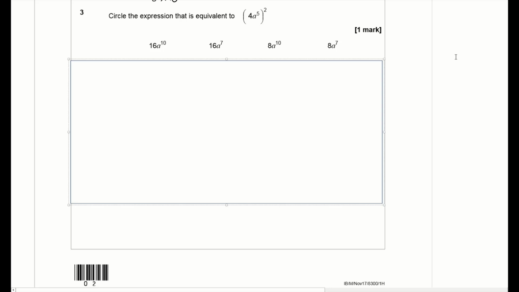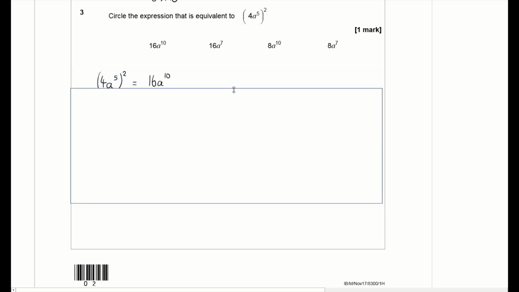Question 3. Circle the expression that is equivalent to 4a to the 5 all squared. Now when you apply an index to what is effectively already an expression, in this case 4a to the 5 is the expression and 2 is the index, you've got to apply that index separately to each of the terms in the expression. So you've got to square 4, and then you've also got to square a to the 5. So you do those separately and write the answer as the product of those two values.